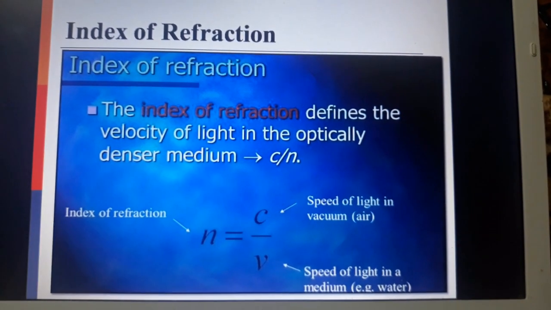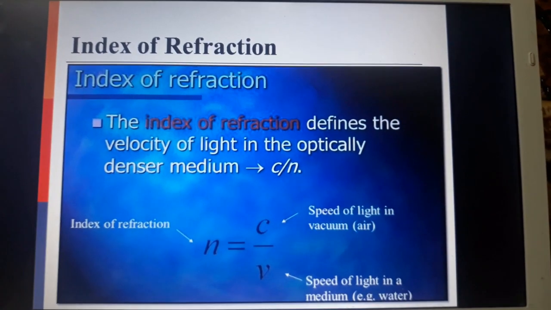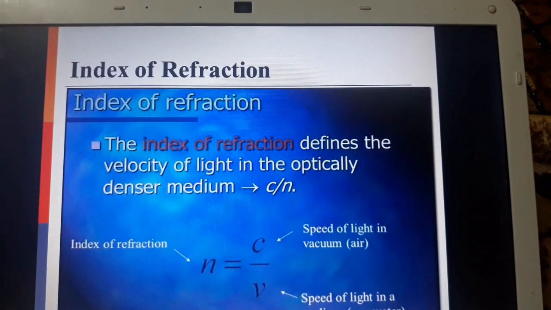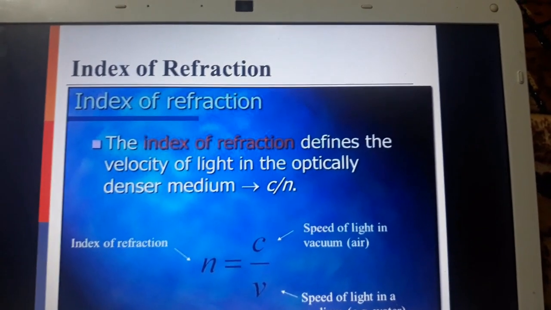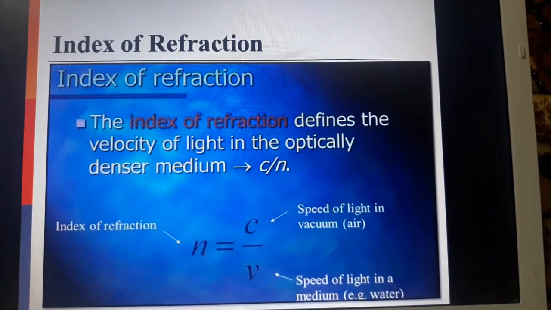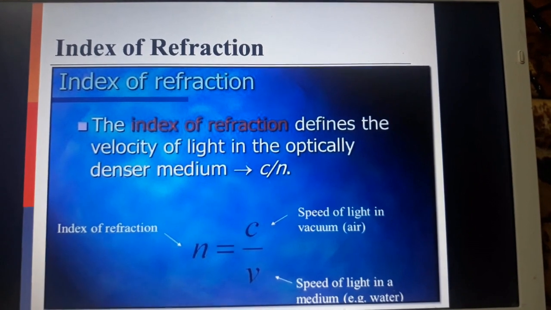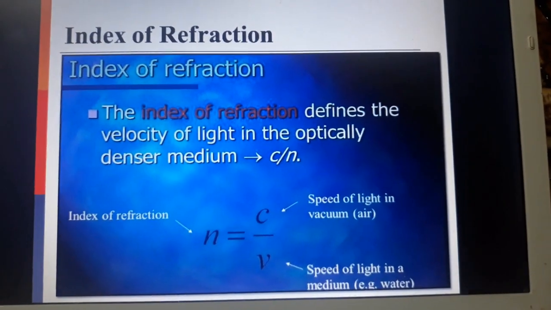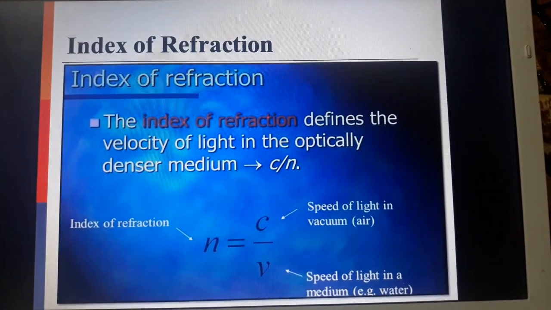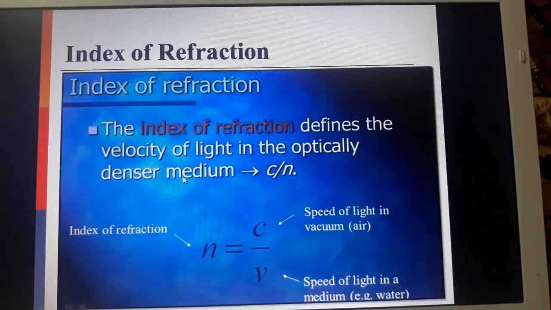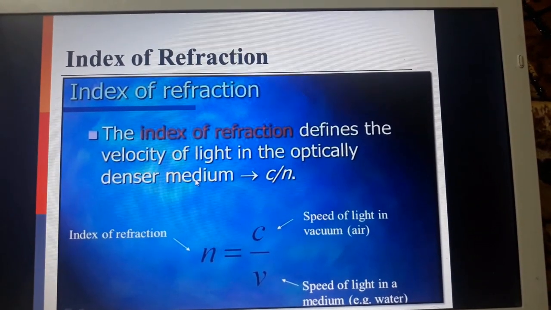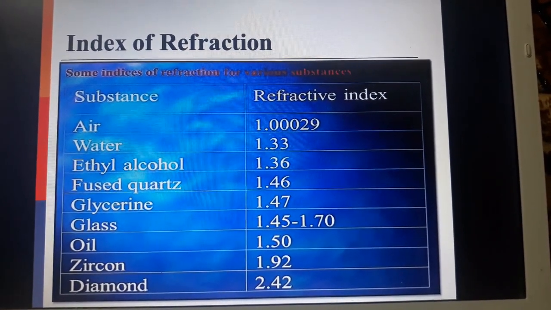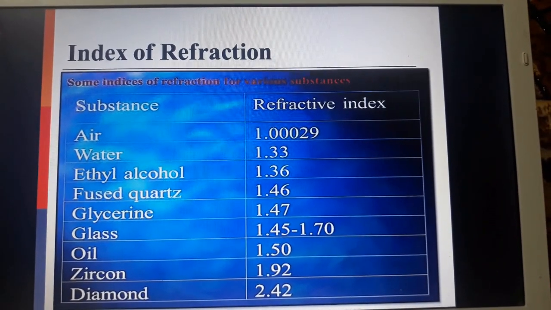Okay, now let's talk about the index of refraction, N. It is defined from the velocity of light in the optically denser medium, C over N. Index of refraction, N, equals C over V. C is the speed of light in a vacuum, and V is the speed of light in the medium. This differs according to the medium. This table shows the index of refraction for some substances.